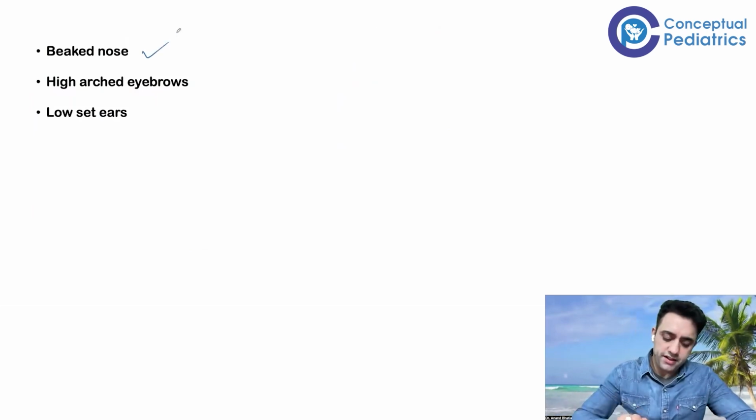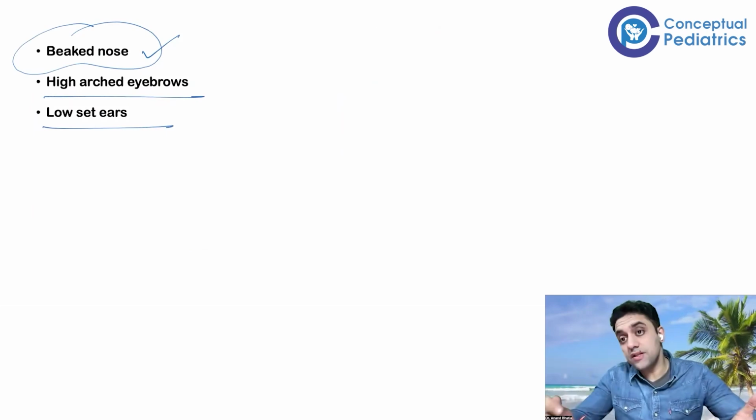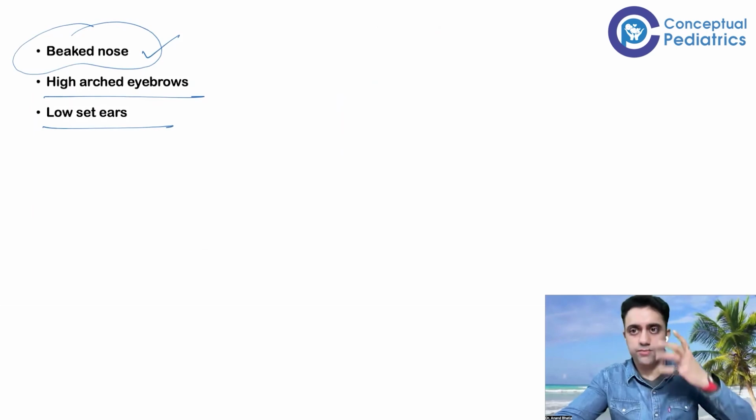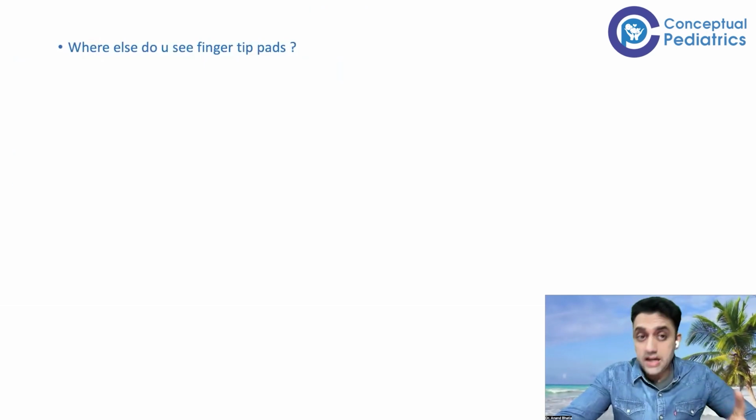So I told you, beaked nose is something I told you. High arched eyebrows and low set ears. Low set ears, so 1,000 syndromes are associated with low set ears. Low set ears are part of coarse facies, basically. That's it. Done. Ajay, this is very interesting.